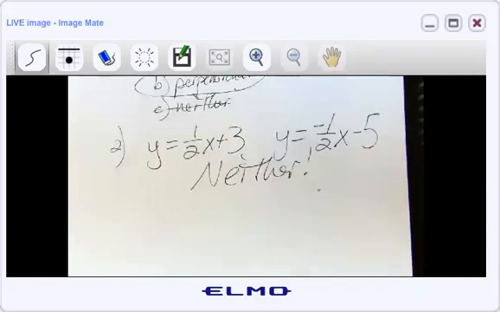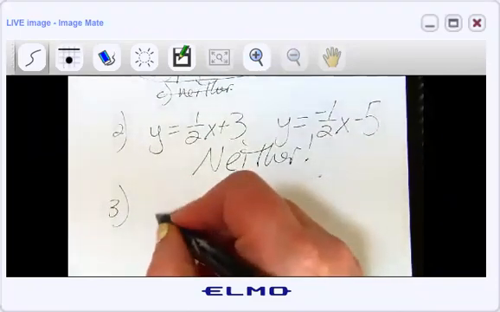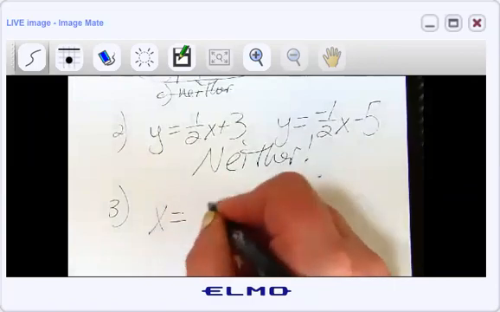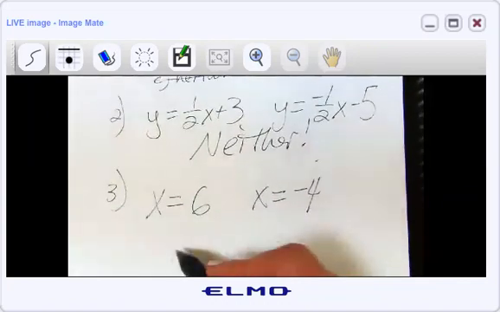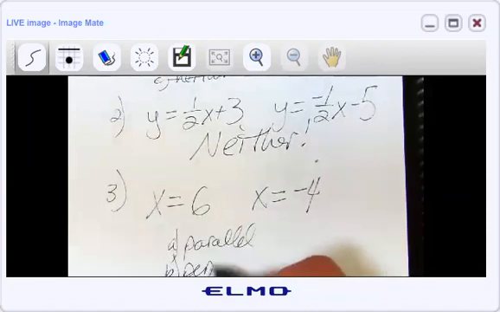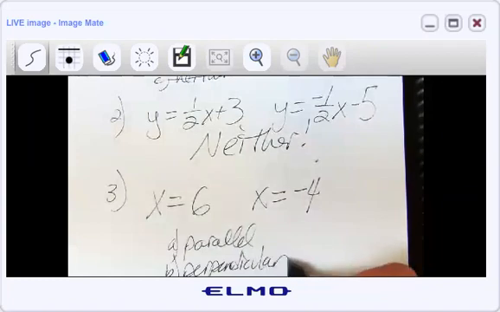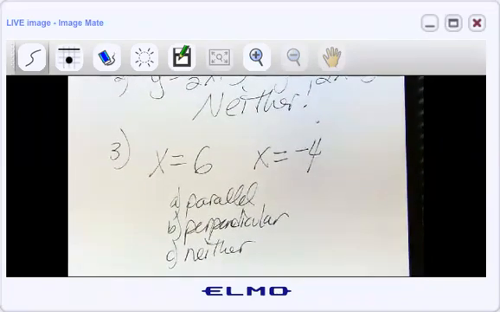Okay. So let me ask you one more. This one's tricky. This one stumped the other classes. So let's see if you guys can figure it out. What if I had x equals 6 and x equals -4? Same three choices. I'll even write them out this time. Parallel, perpendicular, or neither. Take a minute. Decide for yourself which of these three I have in this scenario. Commit to either A, B, or C.